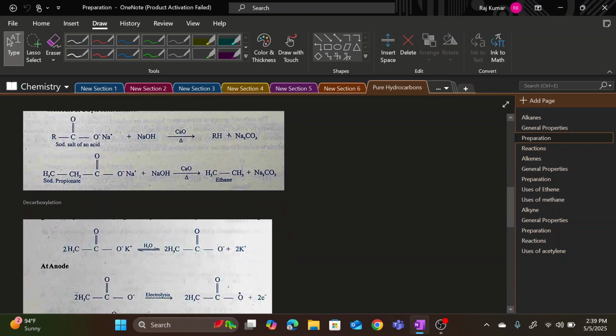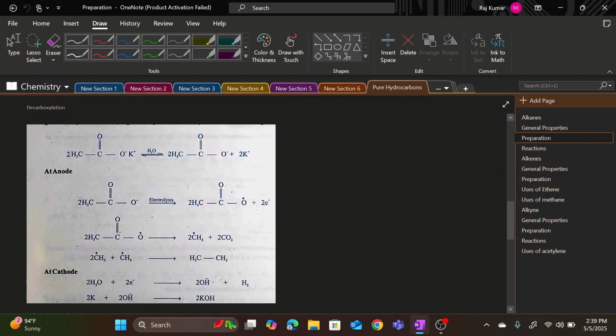Another method which is pretty important is decarboxylation. Decarboxylation is a process where we take a sodium or potassium salt of a carboxylic acid, essentially a monocarboxylic acid. If we take the sodium salt of an acid and react it with sodium hydroxide, also known as caustic soda, with quick lime as a catalyst, we will get the alkane.